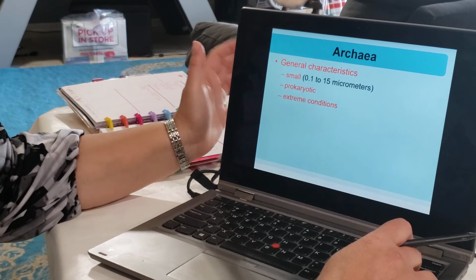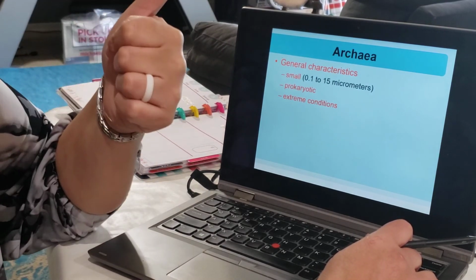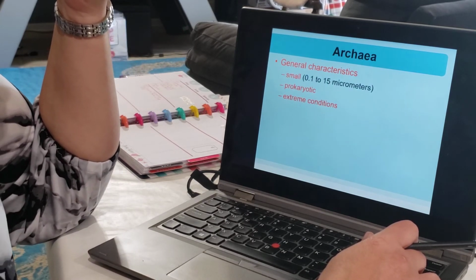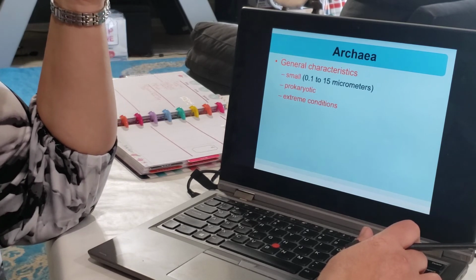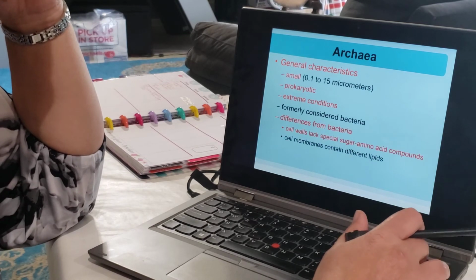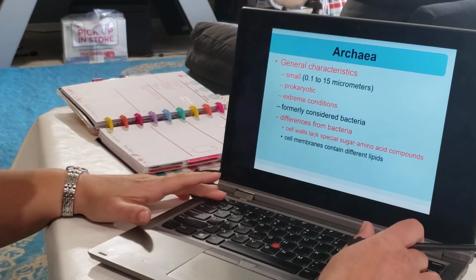They are going to live in extreme conditions. They're your extremophiles. Extreme salt, so halophiles. Extreme pH, acidophiles, so typically acids. And then extreme temperature, thermophiles. Differences from bacteria: cell walls lack special sugar amino acid compounds.